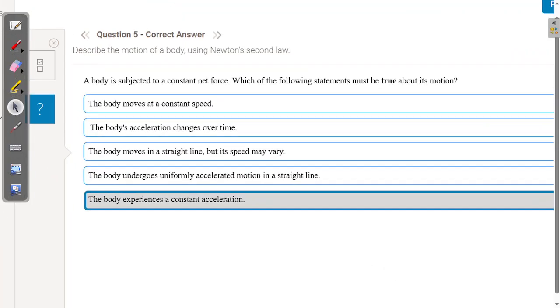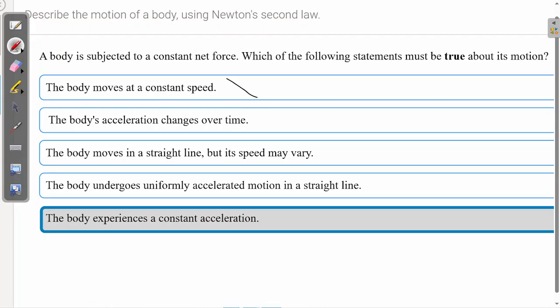Okay, a body is subjected to a constant net force. Which of the following statements must be true about its motion? At a constant speed, no. Definitely not, because it accelerates. But its acceleration changes, no, because it's a constant force. The body moves in a straight line, but speed may vary. Yes, its speed may vary, but we don't know. It couldn't be in a circular line, not a straight line. So no. And this one also straight line, so no. And this is the only correct one, which is a constant acceleration.